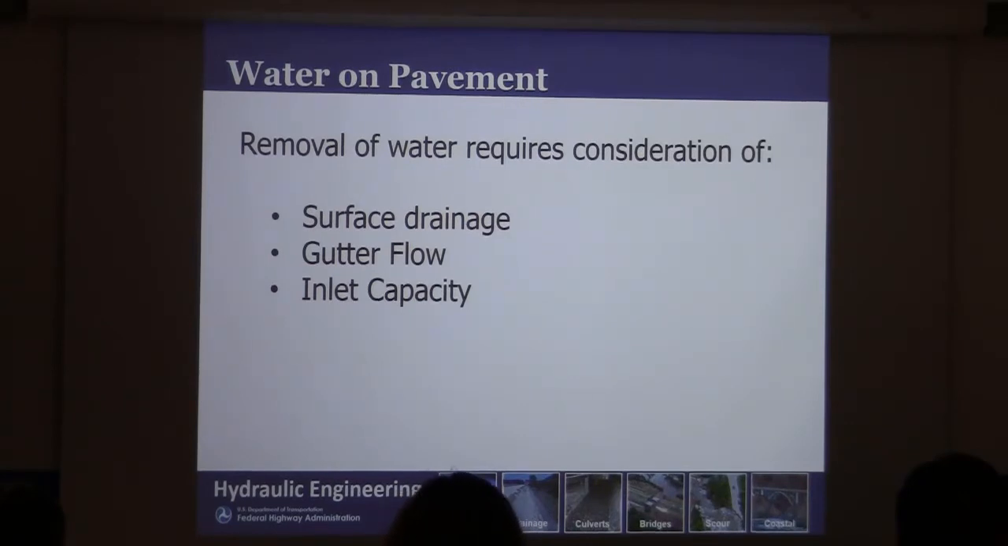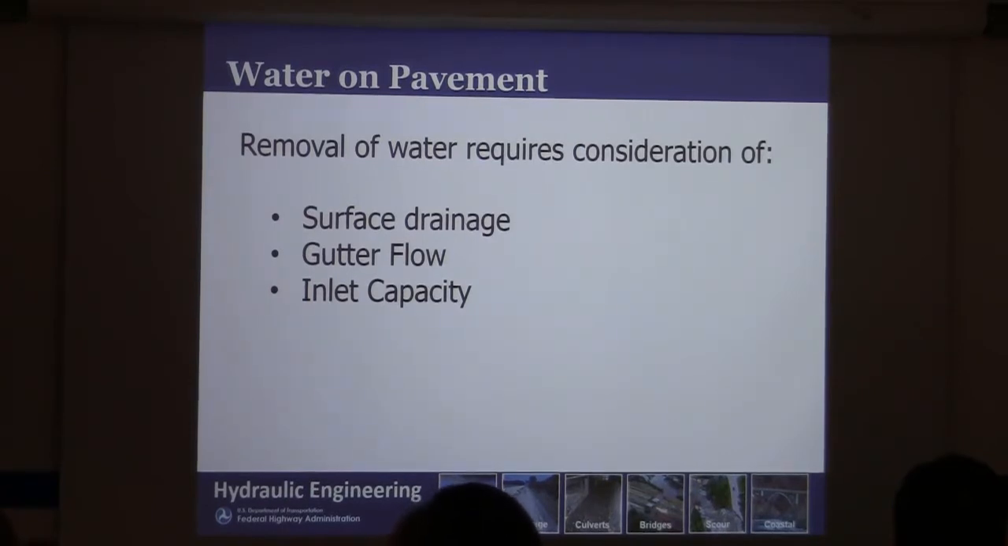So you also need to know what that gutter flow is and what your inlet capacity is. Can the inlet handle that gutter flow? And if it can't, how much bypass flow are you going to have? That bypass flow, if it doesn't get into this inlet, it's going down to the next one. So you're going to have to add that bypass flow to your calculation of the discharge in the gutter going to the next inlet.